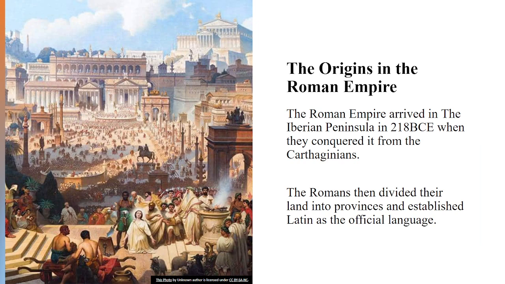The origins in the Roman Empire. The Roman Empire arrived in the Iberian Peninsula in 218 BC, when they conquered it from the Carthaginians. The Romans then divided their land into provinces and established Latin as their official language.